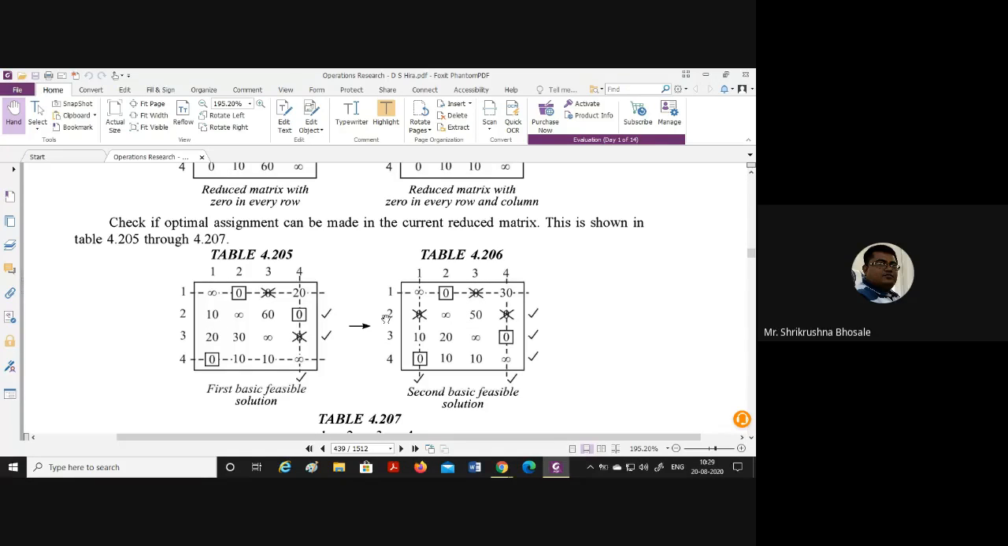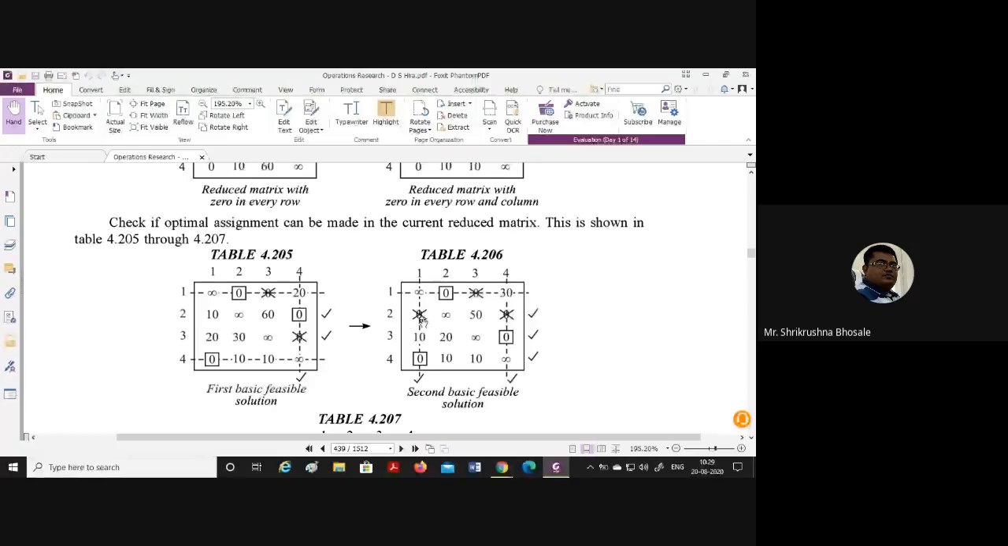Not from this city. Okay, from city 2 to city 3 is not going. So this allocation is not also proper. That's why again we have to find out where no allocation is there. For the second row, no allocation is there.